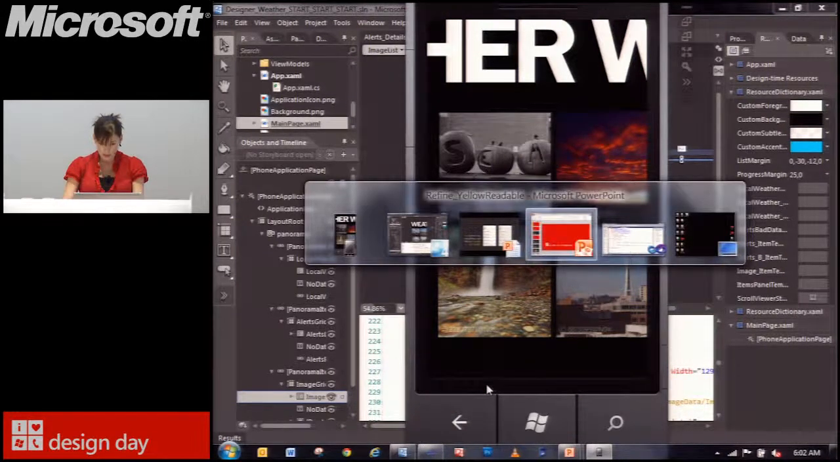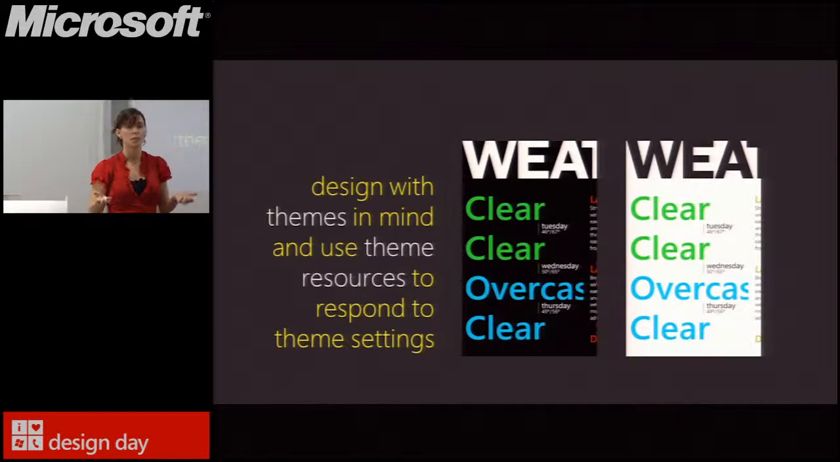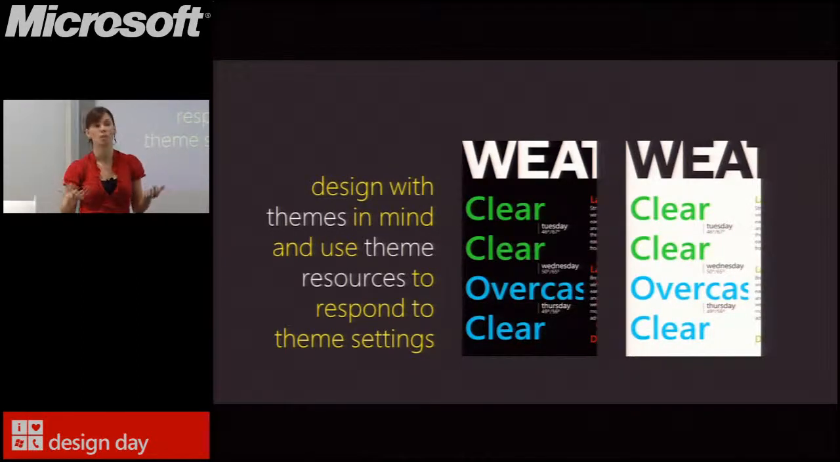So next, let's talk about designing with themes in mind and using these theme resources that are available for you to ensure that your applications can respond to theme settings that users might choose in their phone experiences. Arturo talked about this. Again, users can customize the background color from a dark color to a light color. They can also choose an accent color. Users like it when their preferences are represented in the other application experiences.